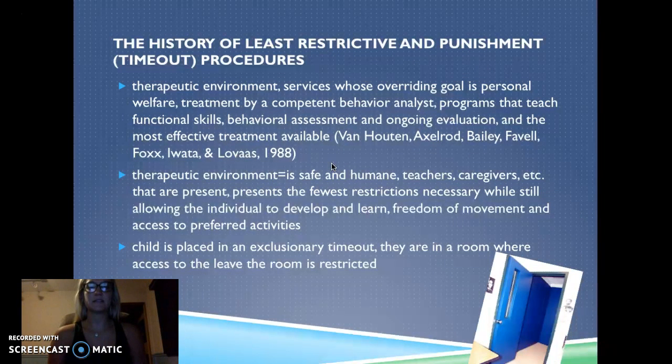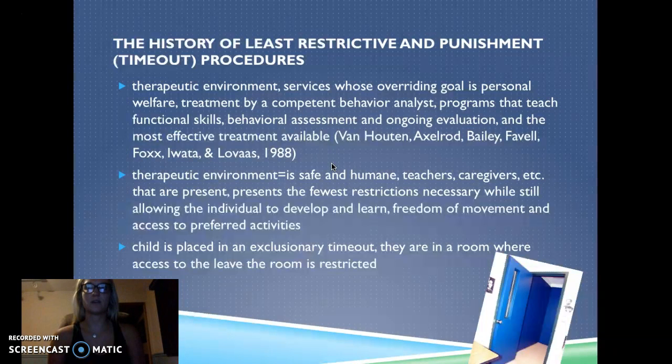The history of least restrictive and punishment procedures. Least restrictive procedures and environments is not the only right an individual has when receiving treatments. Researchers explain that different rights an individual is entitled to are a therapeutic environment, services whose overriding goal is personal welfare, treatment by a competent behavior analyst, programs that teach functional skills, behavioral assessment and ongoing evaluation, and the most effective treatments available. These rights were put in place because it was shown that when following these guidelines, new behaviors were developed in lieu of problem behaviors.